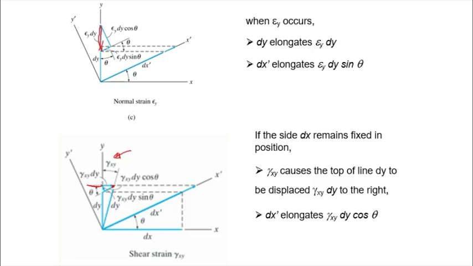So we can find that gamma xy causes the top of the line to be displaced by gamma xy dy to the right. That's the horizontal line. While in the x prime direction, the component of that elongation becomes gamma xy dy cos theta.